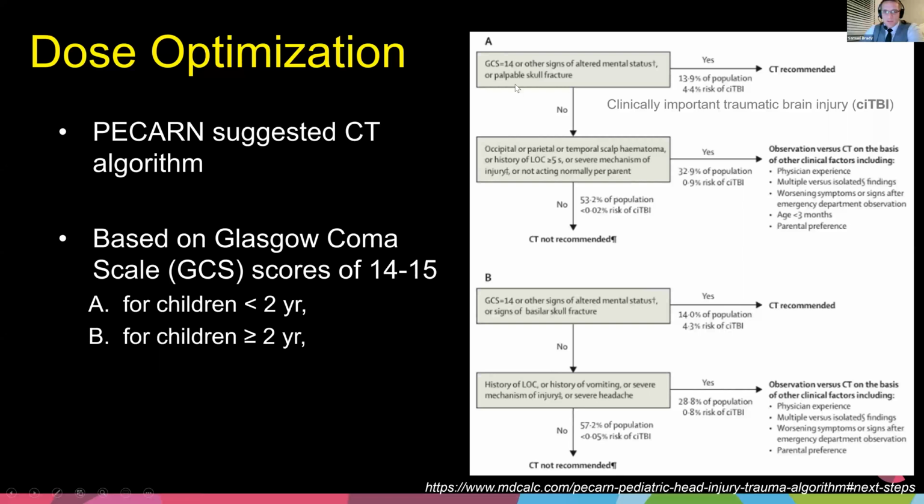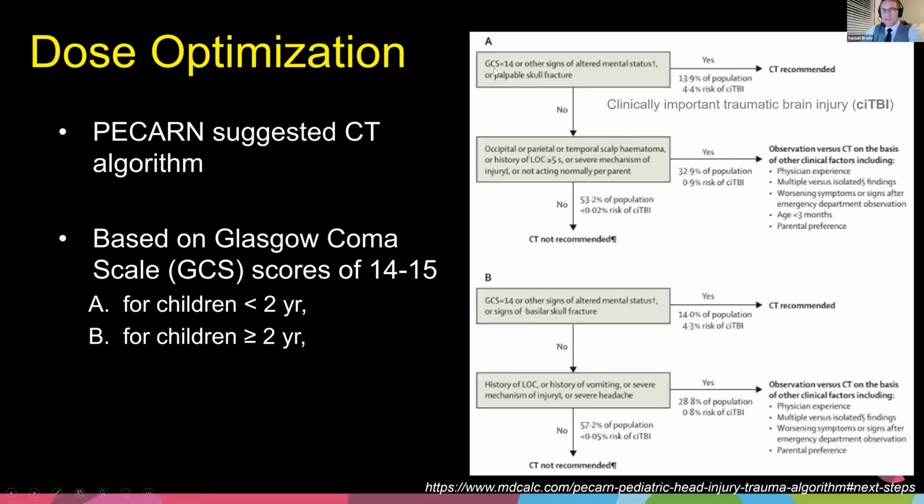So I'll just use the example of a patient that presents 1 year old, and they have a GCS, let's say it's 14. And if they have other signs of, say, altered mental status or palpable skull fracture, then yes, it's probably okay for them to get a CT. But when you consider the total population for folks with GCS of 14, altered mental state, and palpable skull fracture, that only really accounts for about 14% of the total population. And when you consider the clinically important traumatic brain injury, or the CITBI, that really only accounts for about 4%.